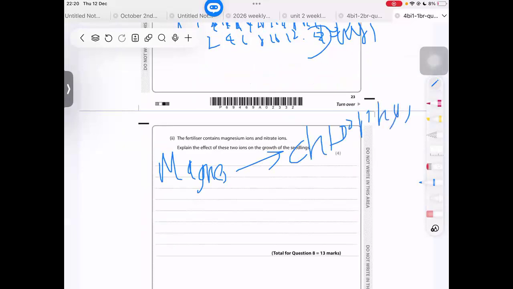To make chlorophyll in the chloroplast, or to make chloroplast also, right? So here they're asking us to explain the effect. They're not asking what is the purpose of chlorophyll. They're not just directly asking us a question. They are expecting us to explain why we need chlorophyll, right?